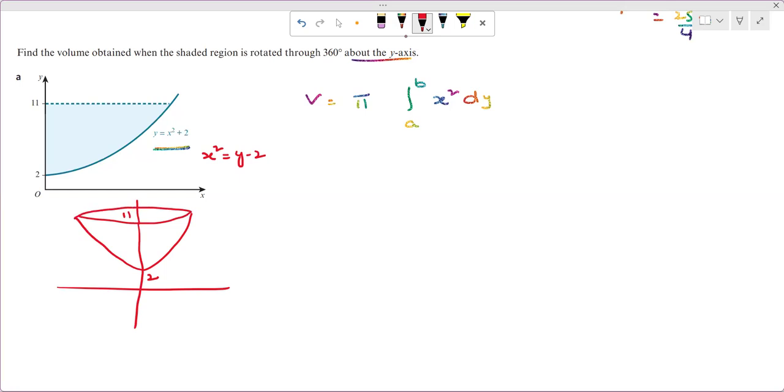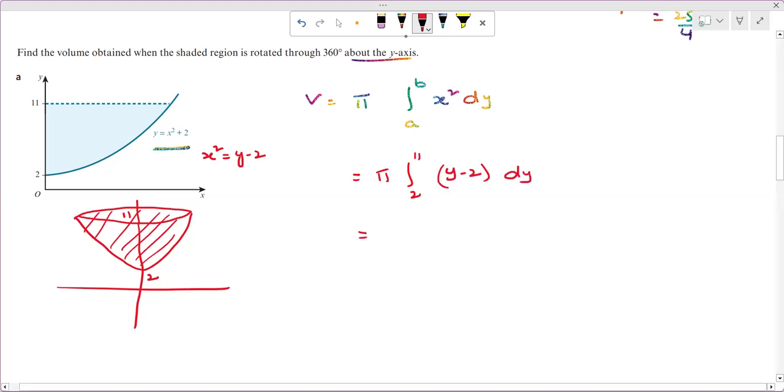It will form like this. So this volume we should find out here. So it will be pi integral from 2 to 11 of x square, that is y minus 2, dy. Now you integrate this. Integration of y means y to the power of n plus 1 by n plus 1, so y square by 2. Integration of 1 means y, from 2 to 11.